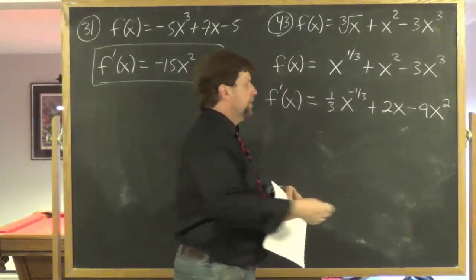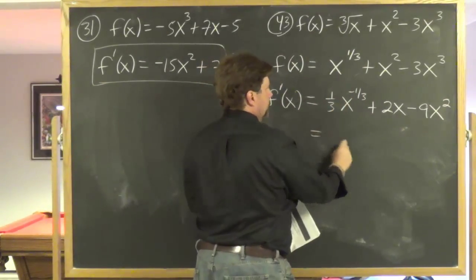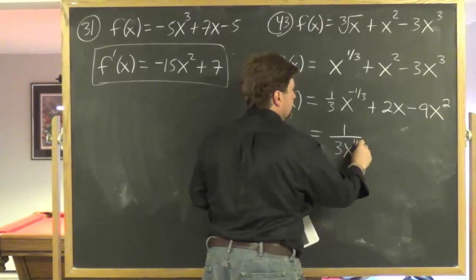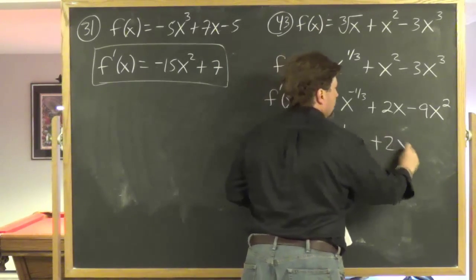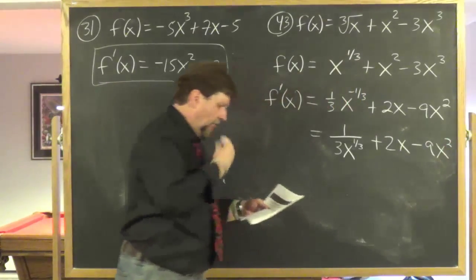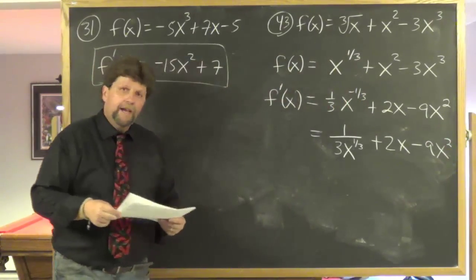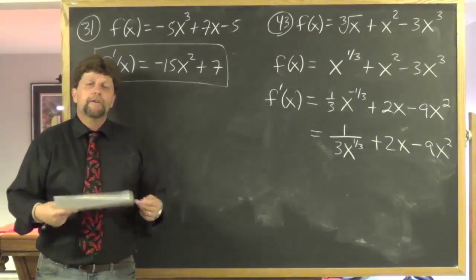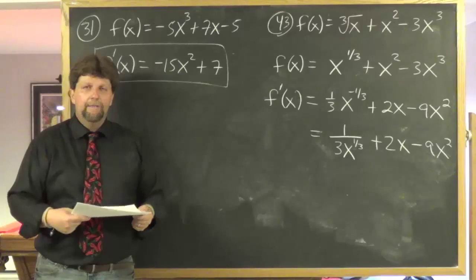And again, if you want to rewrite this without a negative exponent, you would have 1/3x to the positive 1/3 power plus 2x minus 9x squared. So I hope you got 31 and 43 correct. Now it's time for us to go check out an application.